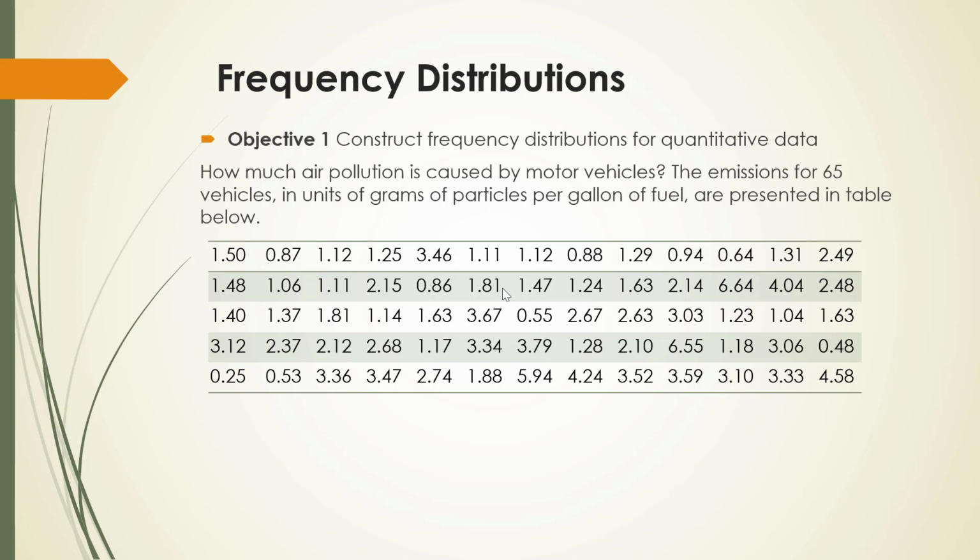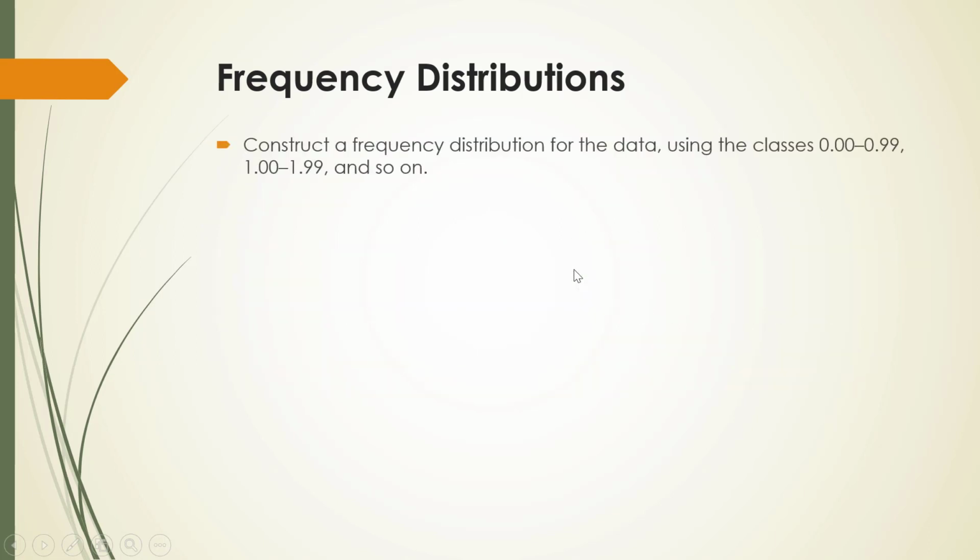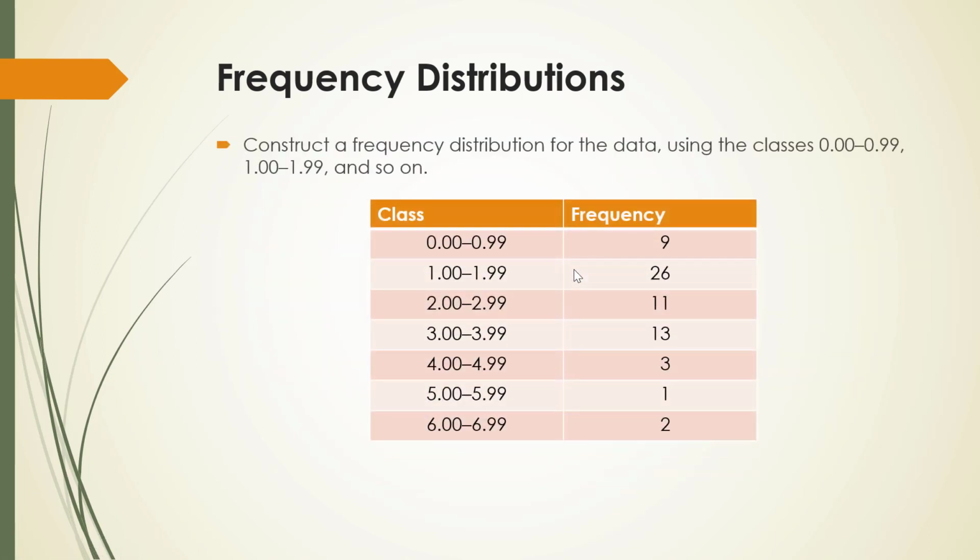For quantitative data, we have to break the dataset into smaller classes before we count. So here I'm going to use 7 classes. The first class is from 0 to 0.99, then 1 to 1.99, the third 2 to 2.99, 3 to 3.99, 4 to 4.99, 5 to 5.99, and 6 to 6.99. So there are 7 classes in total.